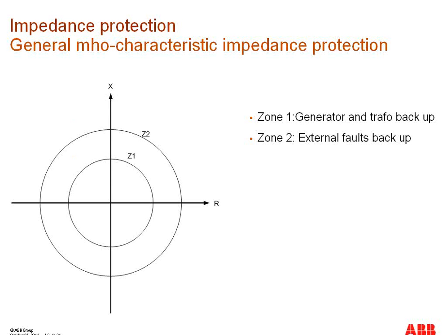Normally, two zones are employed. Zone 1 covers the generator and transformer, whereas Zone 2 actually acts as a backup for the external faults. Zone 1 will have a very short delay with the task to give backup protection for generator or unit transformer internal short circuits, and Zone 2 will have a longer delay time and will act as a backup protection for the external faults.